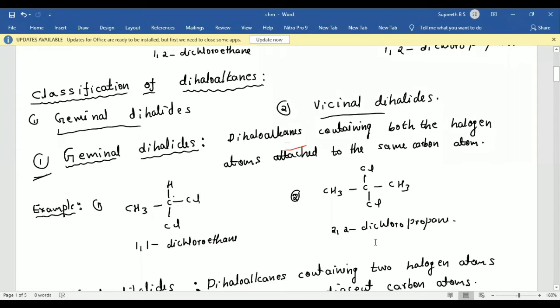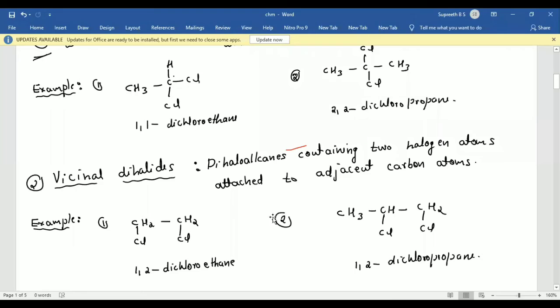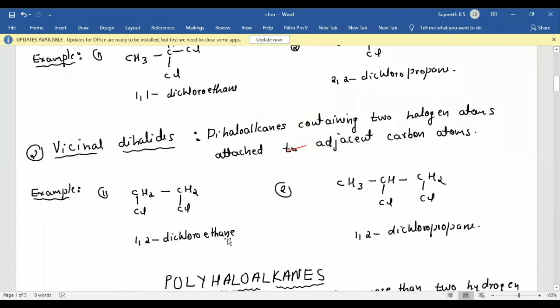Next one, second type, that is vicinal dihalides. Dihaloalkanes containing two halogen atoms attached to adjacent carbon atoms. Now observe this example here: 1,2-dichloroethane and 1,2-dichloropropane.